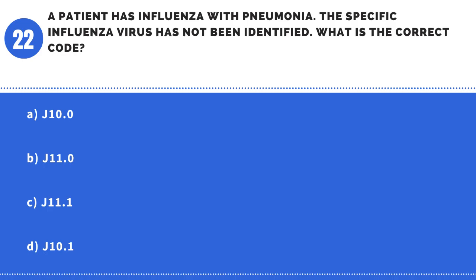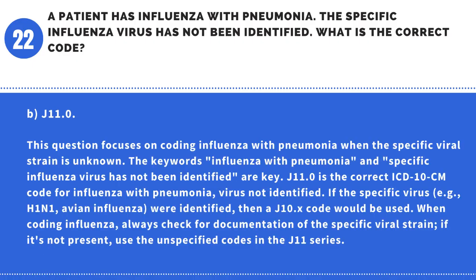Question 22. A patient has influenza with pneumonia. The specific influenza virus has not been identified. What is the correct code? A. J10-0. B. J11-0. C. J11-1. D. J10-1. Answer B.